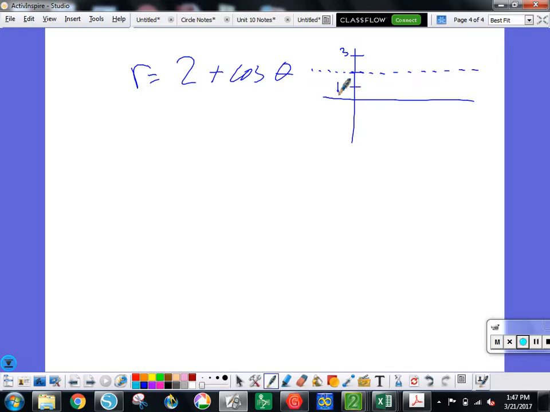Now, is anything happening to my theta? Is it more than just theta? Is it 2 theta, 3 theta, 4 theta, anything like that? It's not, so therefore I'm going to just keep the same tick marks again, which are pi halves, pi, 3 pi halves, and 2 pi.